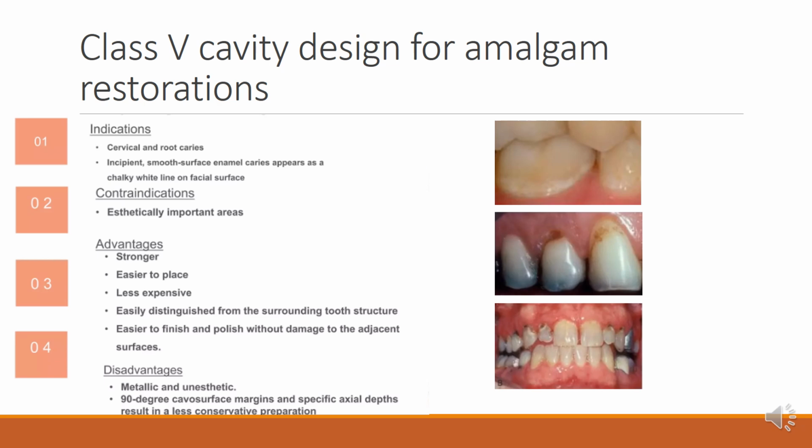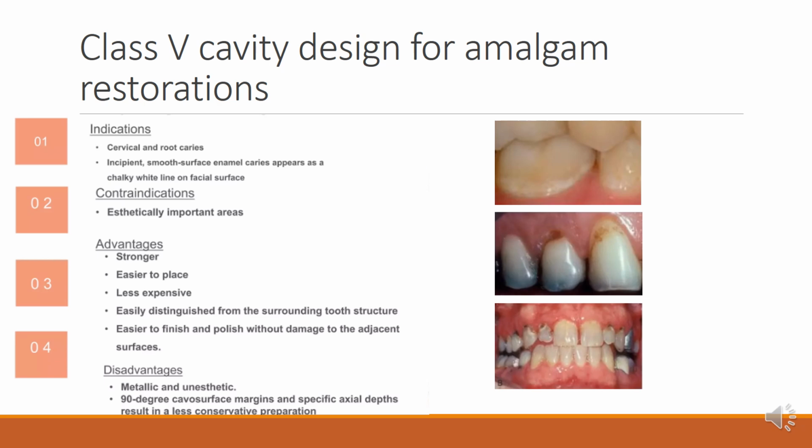The class 5 cavity designs for amalgam restorations. Amalgam restorations are indicated in cervical and root caries, and in incipient smooth surface enamel caries, which appear as a chalky white line on the facial surface. They are contraindicated in aesthetically important areas.